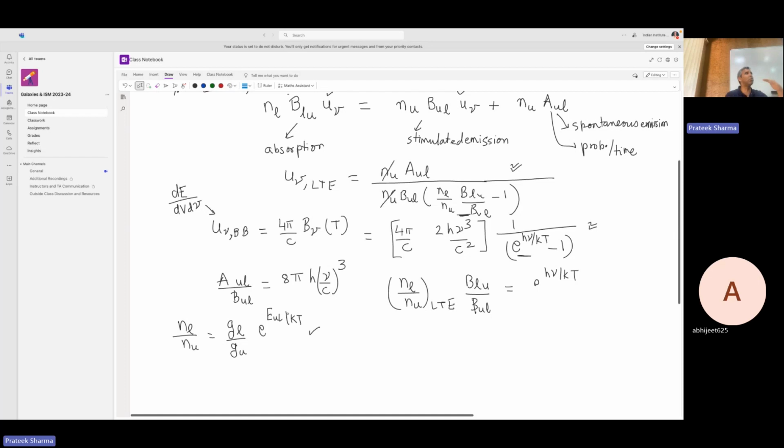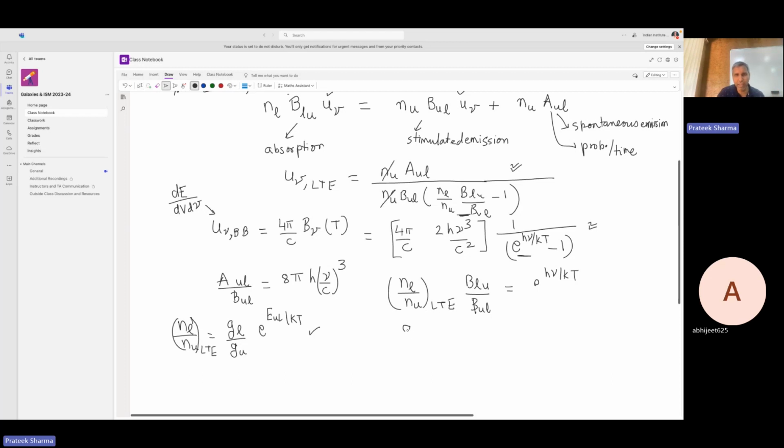And we know that E_UL equals h nu. The frequency of the photon that's emitted is equal to the energy by h. So if we plug this in, and this is in LTE, of course, in a system where atoms collide with each other and are able to maintain the same temperature, this is correct. Okay, so if we plug this in, what do we get?